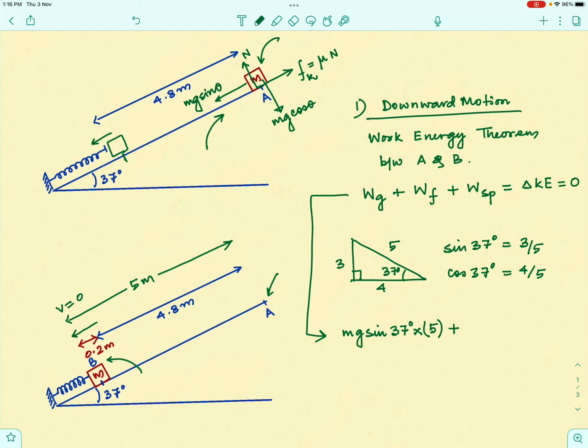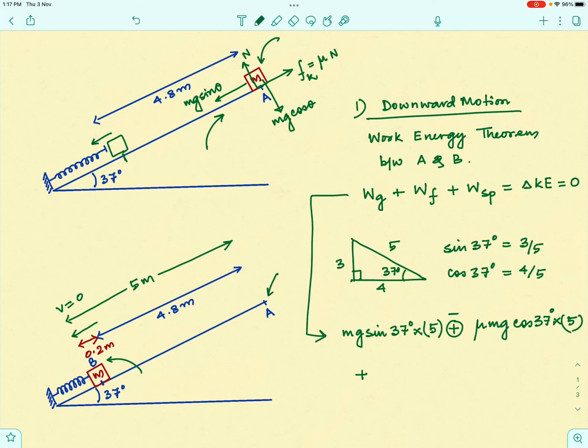Plus work done by friction. Friction is acting opposite to the displacement. So the first thing is this plus will actually be a minus sign here. The work done by friction will actually be negative. The force of friction will be mu into N, where we know N is mg cos theta. So, mu mg cos 37 multiplied by the same displacement through which the block moves, which is 5 meters. This is the work done by friction, plus the work done by the spring.